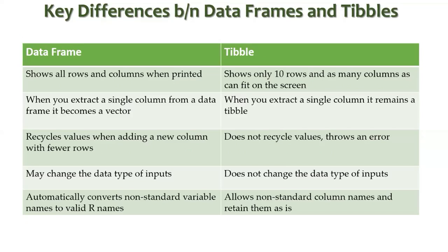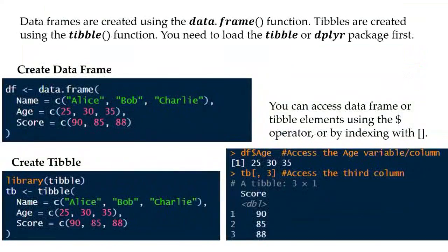So when you extract a single column from a data frame, it becomes a vector. But when you extract a single column in a table, it remains a table. So you saw it here. When I extracted the age, it is showing as a vector, but here you see that it is still two-dimensional. So it is still a table, or it is still a data frame.